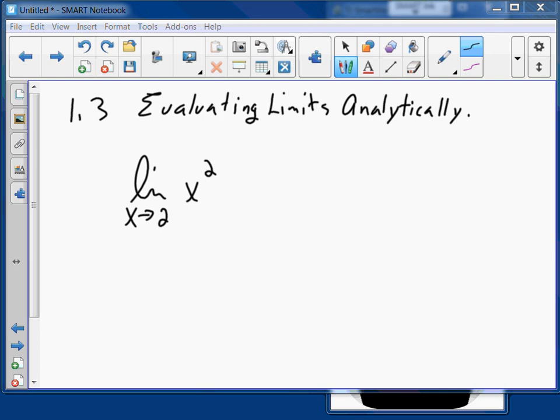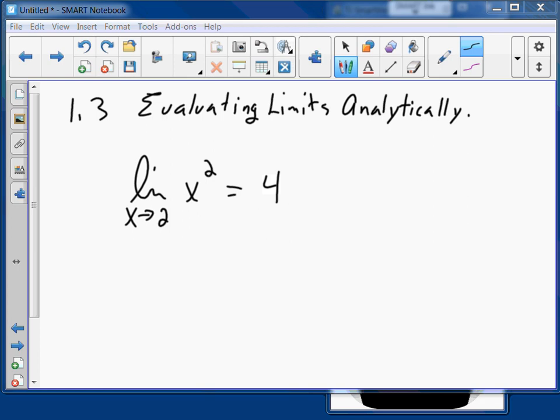So what do you think it would be? 4. How did you figure that out? You plug 2 in for x, and you get 4, right? That is a direct substitution. And you should always try a direct substitution very first on every limit problem. Now, this limit, there was no issue.